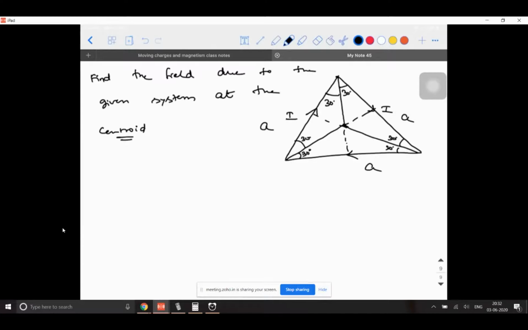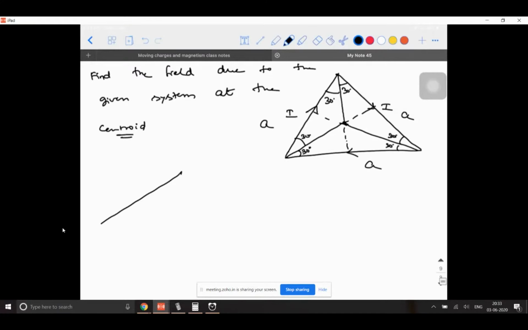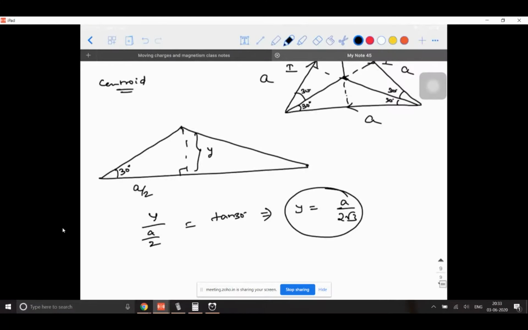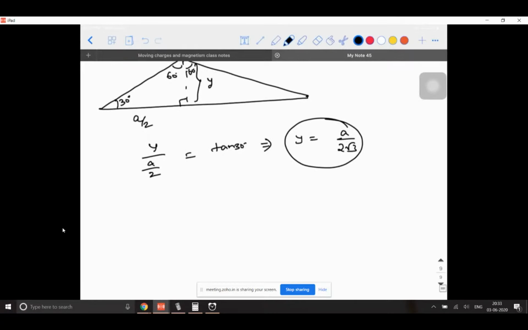Yeah, Siddharth, tell me. Sir, as medians are perpendicular bisectors of the sides in an equilateral triangle, we can take a by 2, and this is 30 degrees. Then this distance will be how much? R, sir. So y divided by a by 2 will be equal to tan 30. Yes, sir. So y will be equal to a divided by 2 root 3. How much is this angle? 60 degrees. And this angle? 60 degrees. So, how to apply the formula?